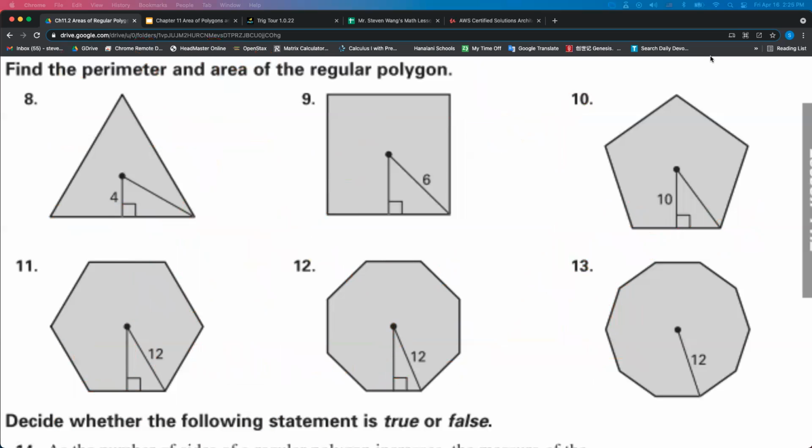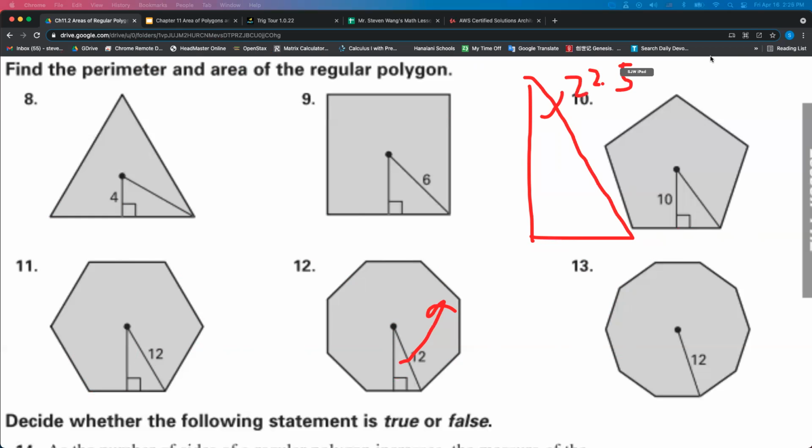So I'm going to carve this triangle out and put it right here. I know this angle is 22.5 and the hypotenuse is 12. The side next to the 22.5 angle is my adjacent, which happens to be my apothem. Then the side facing the 22.5 angle is my opposite, which is half of the length of the side.